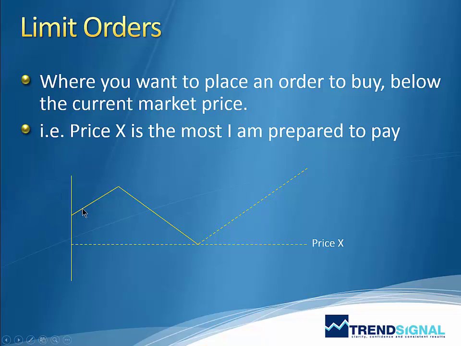Let's say the market's moving, we're up here. What we want to do is think, right, price X is where I want to buy it. I'm expecting the market to pull back, move down to price X. That's where my order is. As the market gets to that level, my order will automatically buy, and in I'll go on my trade, and hopefully the market will then go on and rally from there. So effectively, price X is the most that I'm prepared to pay for that particular market.